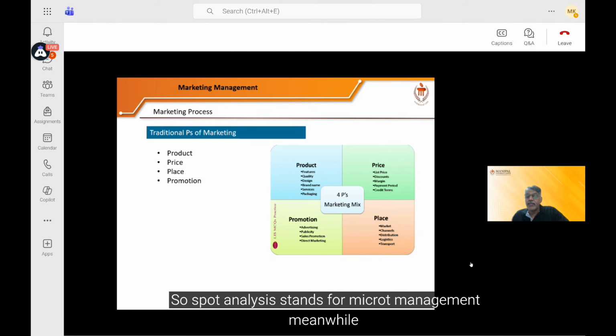So SWOT analysis stands for micro and management. Meanwhile, PESTEL stands for macro and management. Correct me, sir. Yes, you are absolutely right.